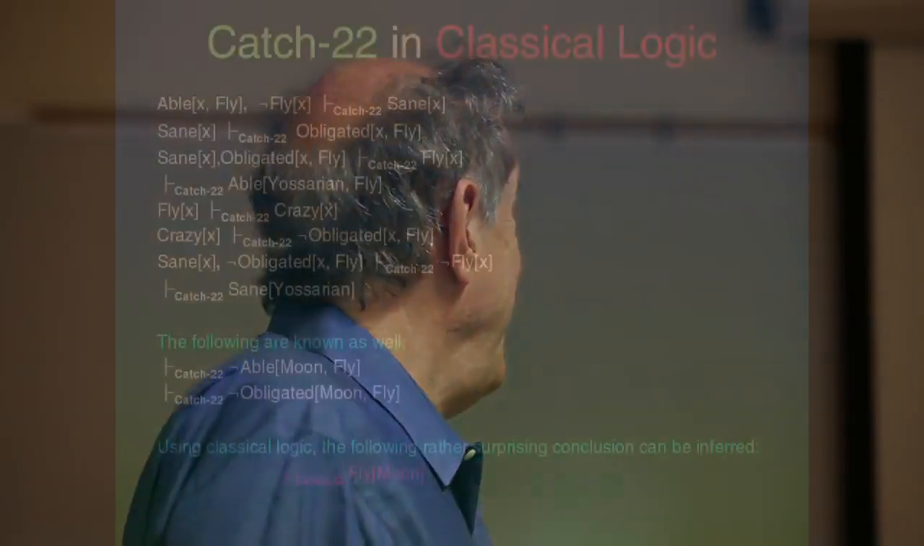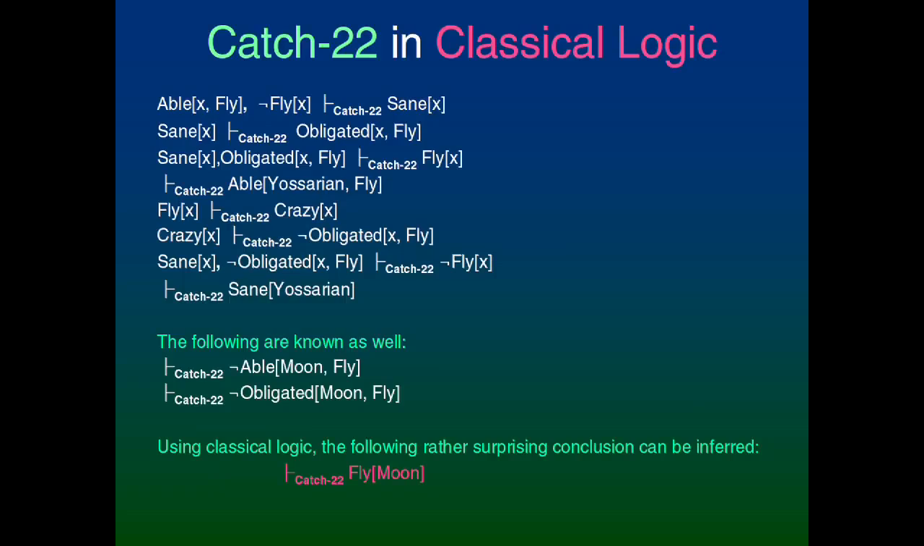So, we formalize it. And we try to formalize it in a reasonable way. It says, well, look, if X is able to fly and X doesn't fly, then X is sane. If X is sane, then X is obligated to fly. If they're sane and obligated to fly, then they fly. Yossarian, poor sap, is able to fly. Now, if you fly, then you're crazy. And if you're crazy, you're not obligated to fly. And if you're sane and you're not obligated to fly, then you don't fly. And our friend Yossarian, considering the cast of characters in this book, Yossarian is sane.